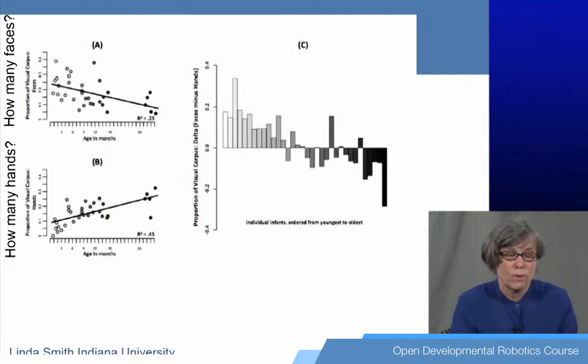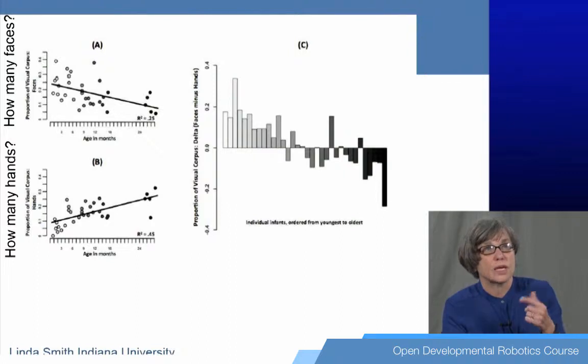And what we found, so if you look at that scatter plot called A, the y-axis shows how many faces in proportionate time, and the age of the infants in months. Each dot is an individual infant. What you can see is the frequency of faces in infants' visual worlds declines markedly with age.